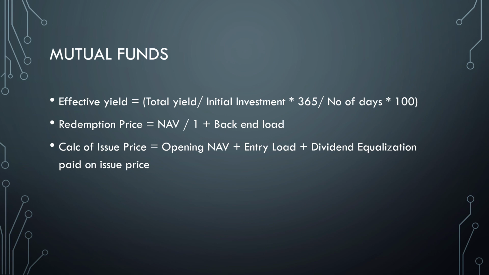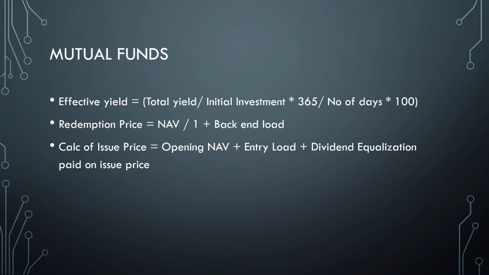Effective yield is equal to total yield. How do we compute total yield? You need to arrive at the number of units, using amount of initial investment by NAV, then number of units into the final NAV as on 31st March or whatever date is given. The difference between that final value and initial investment, added to the dividend if any is given, is the total yield. Total yield minus initial investment into 365 by number of days into 100 will give you the effective yield.